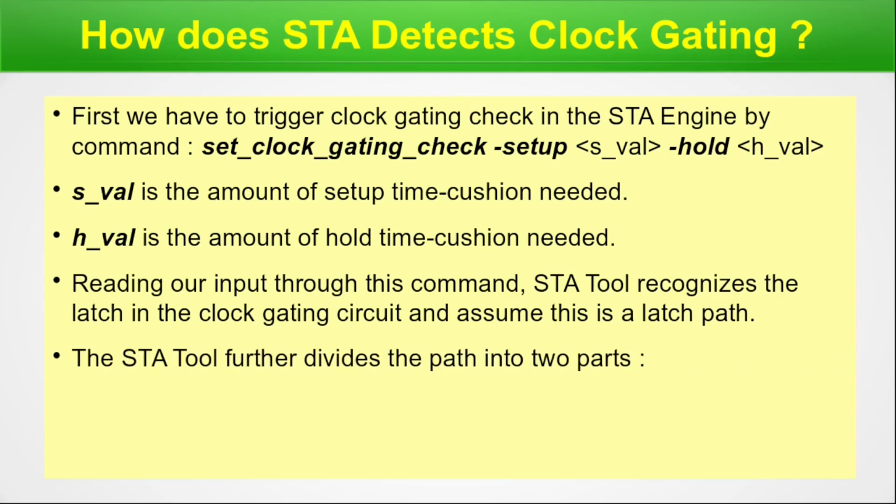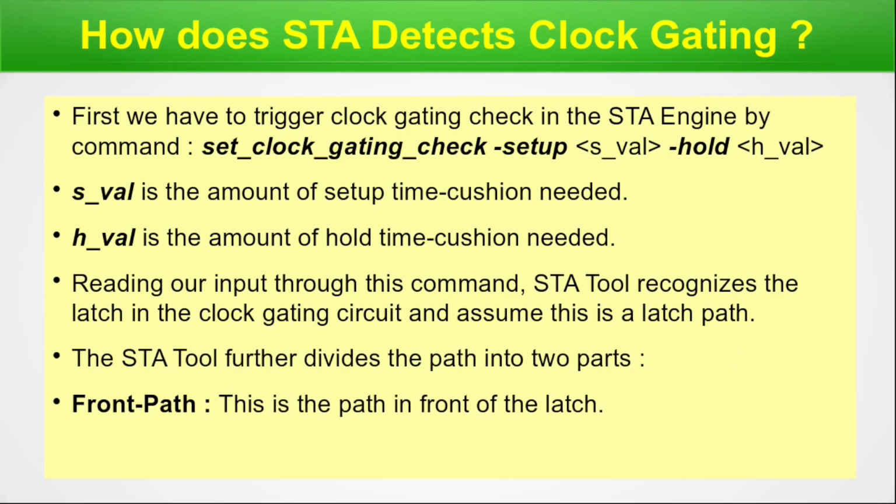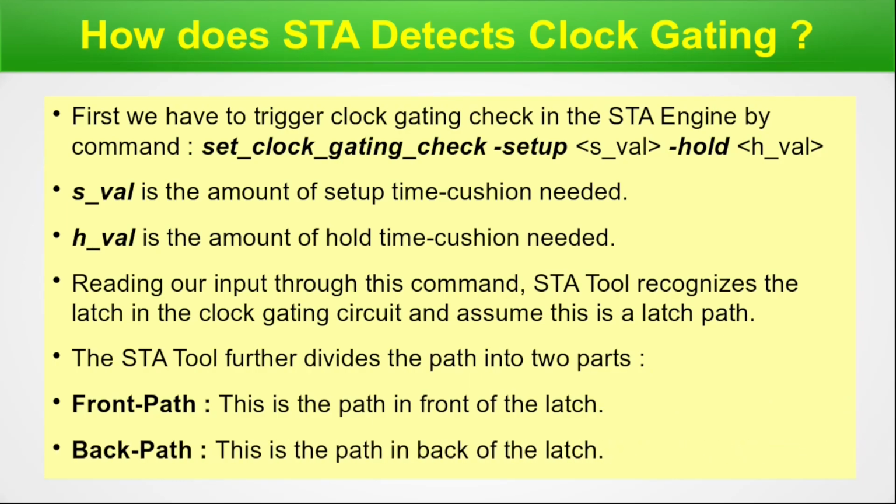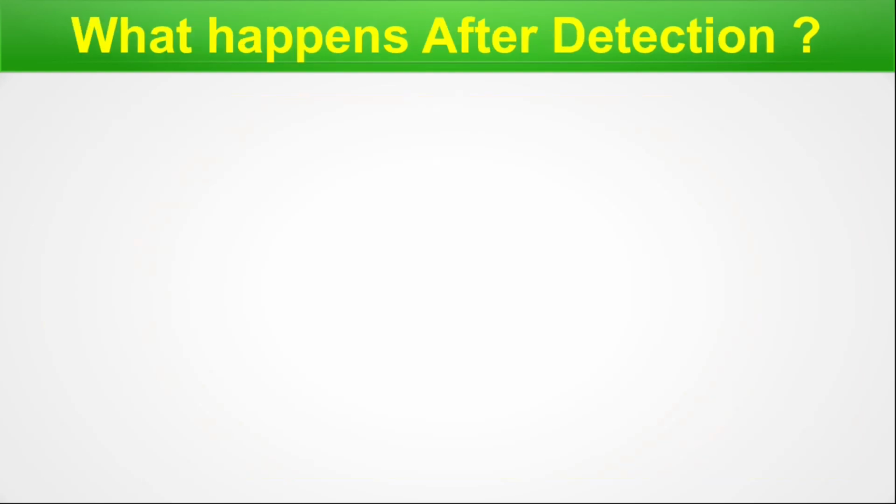So the STA tool further divides the path into two parts. Front path. This is the path in front of the latch. Back path. This is the path in the back of the latch. What happens after the detection? We come here very fast immediately after the last slide. This is the continuation of the last slide.